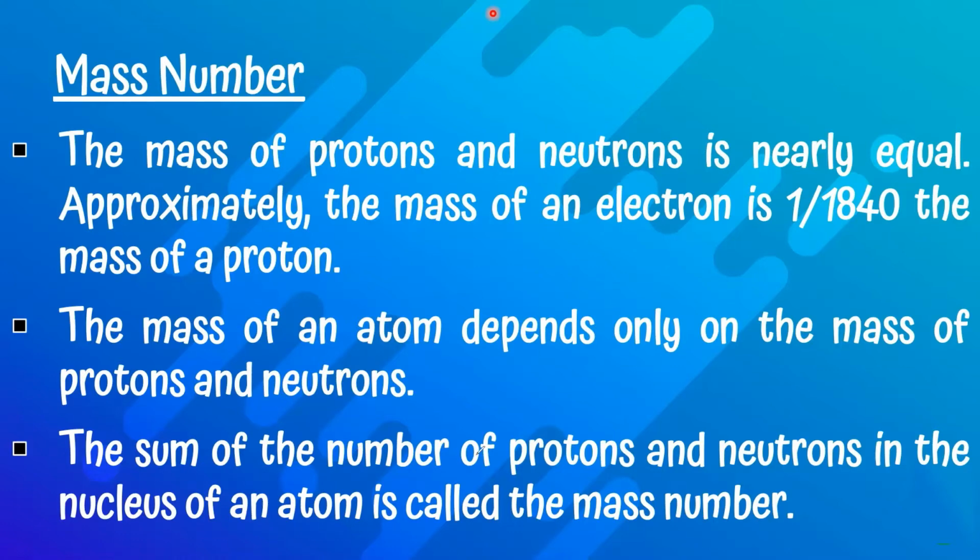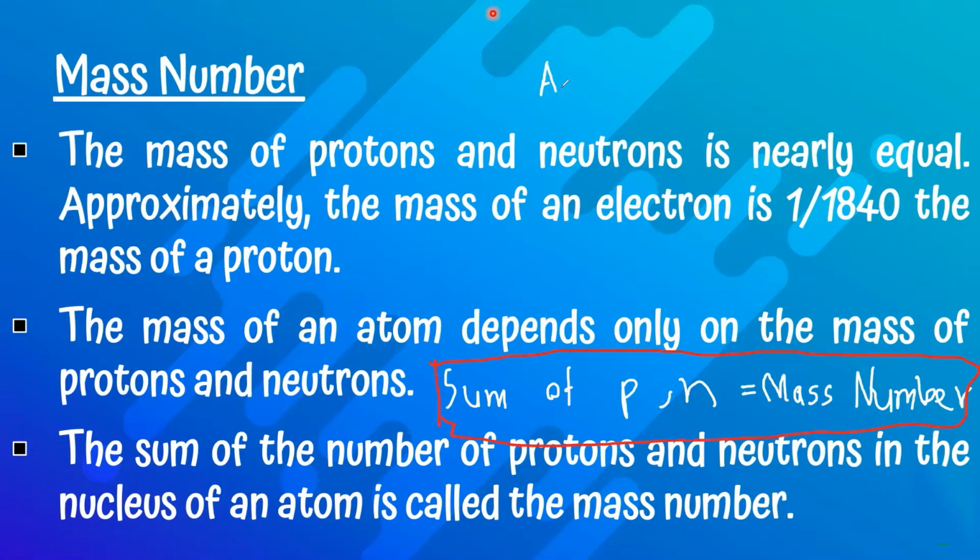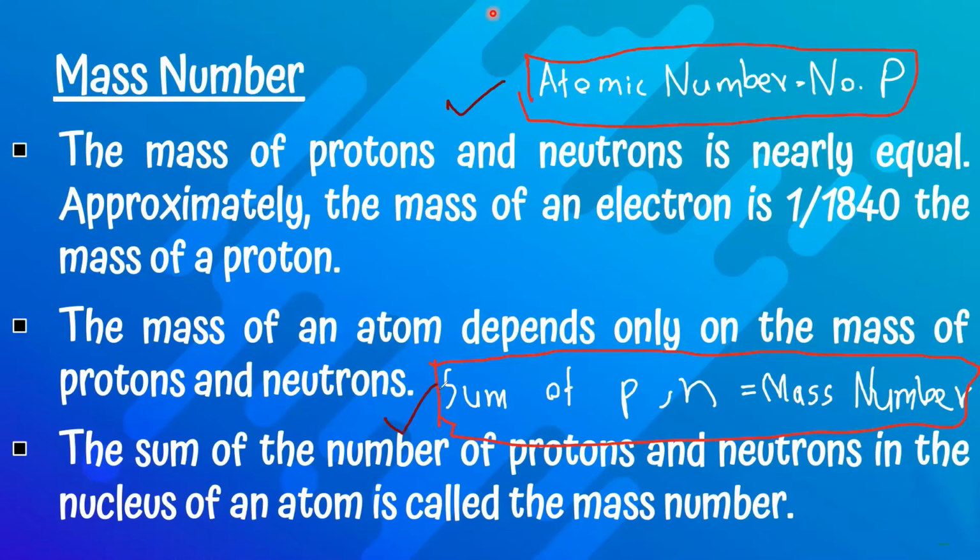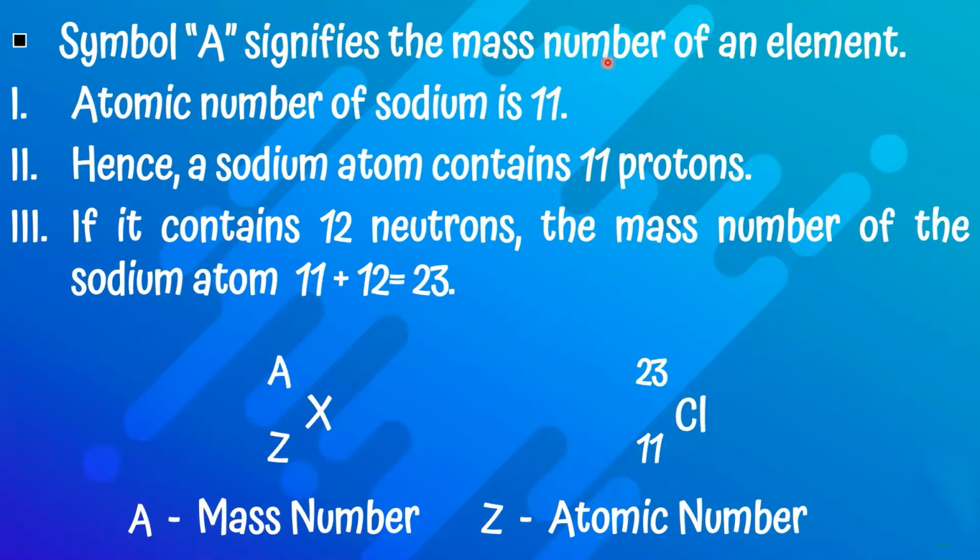The sum of the number of protons and neutrons in the nucleus of an atom is called the mass number. Sum of protons and neutrons equals mass number. Atomic number is the number of protons. Mass number is the sum of protons and neutrons in that atom. Symbol A signifies the mass number of an element, and the symbol Z signifies the atomic number of an element.